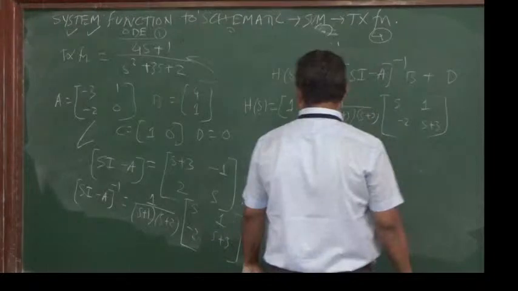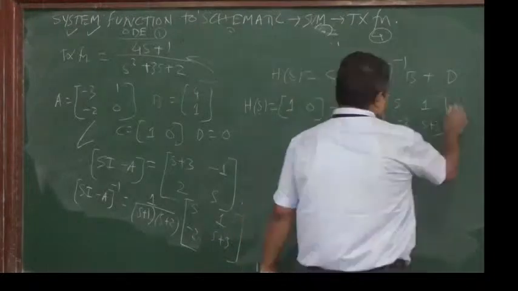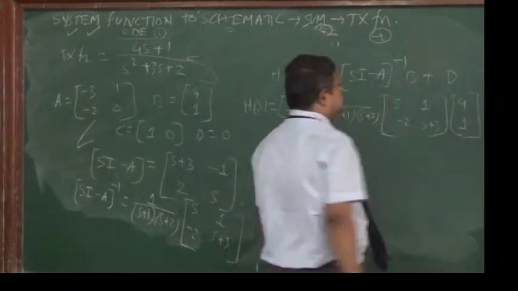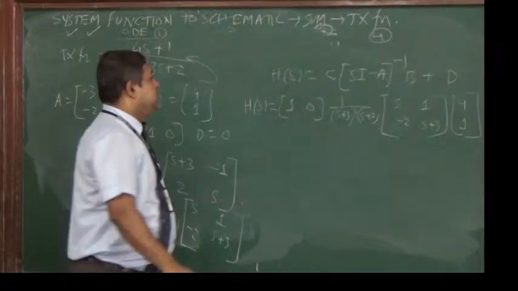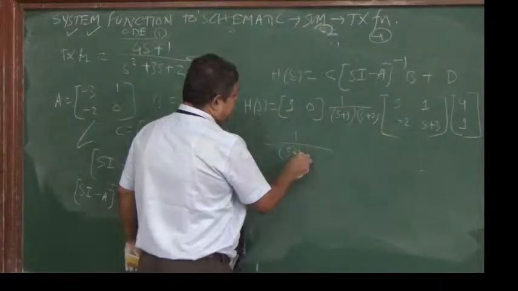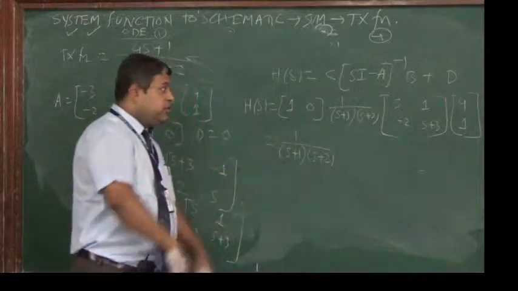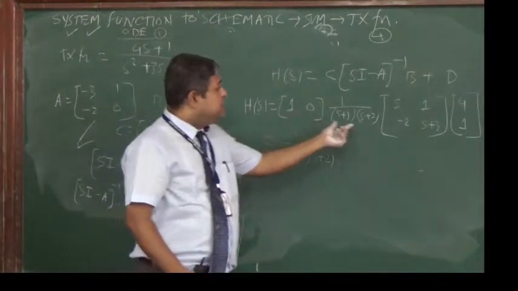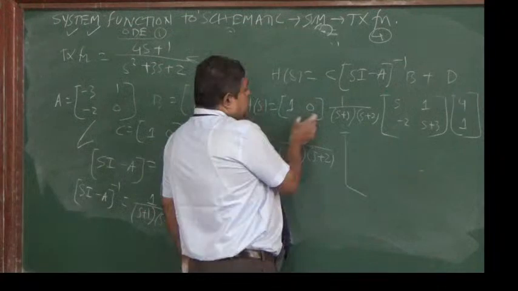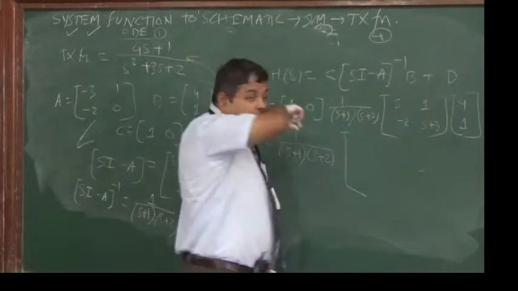How much is the B matrix? B matrix is 4 and 1, and D matrix is 0. So plus, multiply this. For the multiplication, what we can do is take s plus 1 and s plus 2 beforehand. Multiply this thing first, 1 0 with this. If you are multiplying 2 cross 1 with 2 cross 2, what you will get is 2 cross 2. So fine, just multiply this.